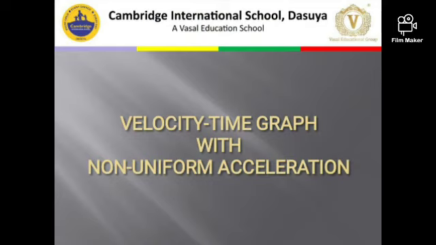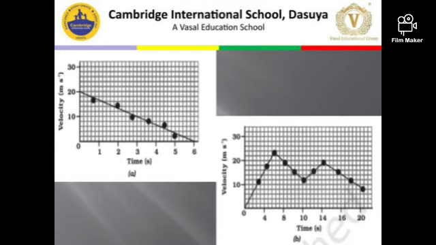Next we have the velocity time graph with non-uniform acceleration. Now in this, because it is non-uniform acceleration, there will not be a straight, properly inclined graph, but there will be variation. So there can be any shape to it.